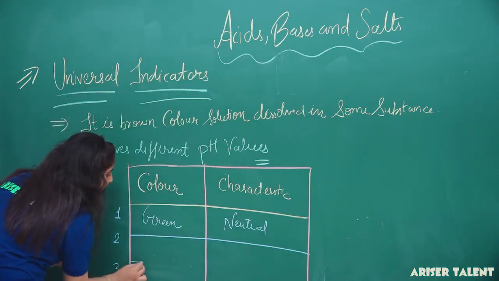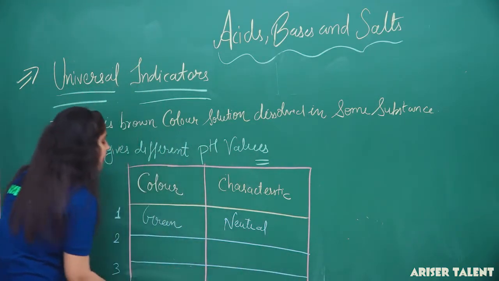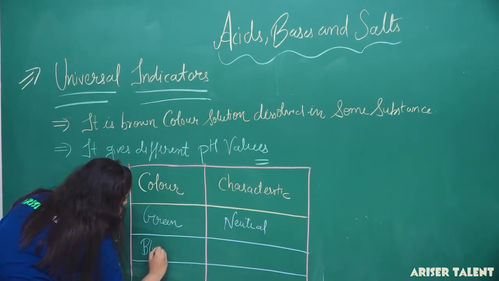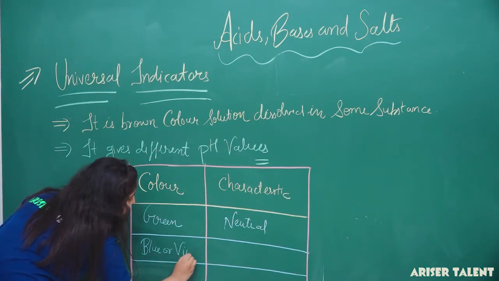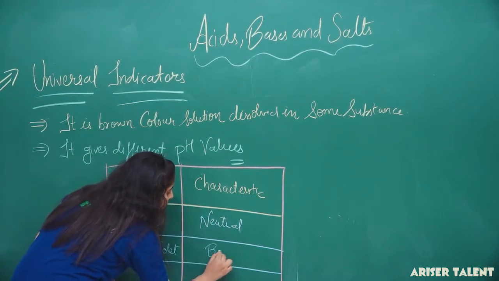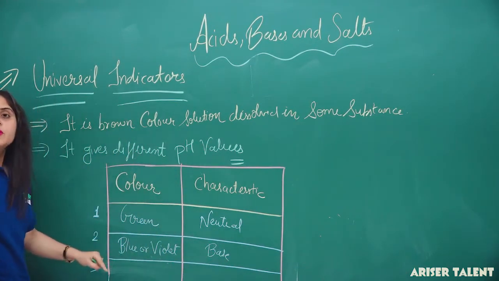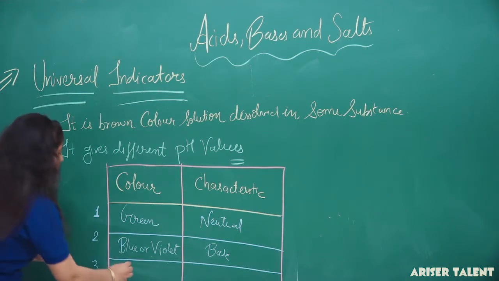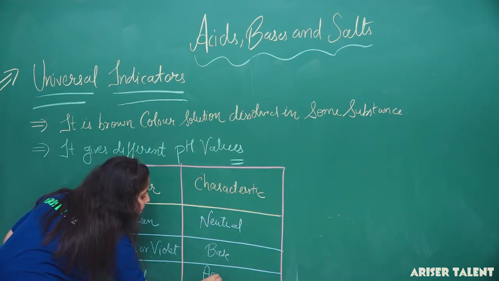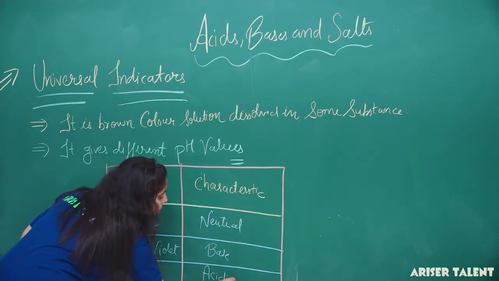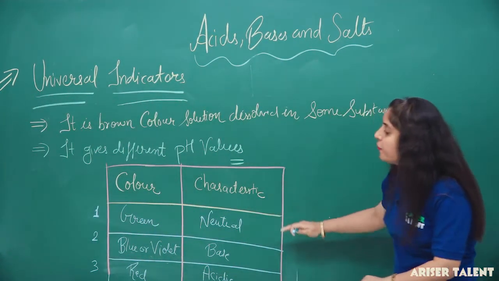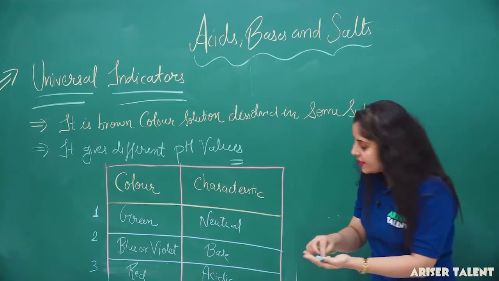Now what we will get in the other part, if I am getting the color blue or violet, I must say the substance will be a base. If the color is red, the substance will be acidic. So the universal indicator will give different colors of the solution in different cases.